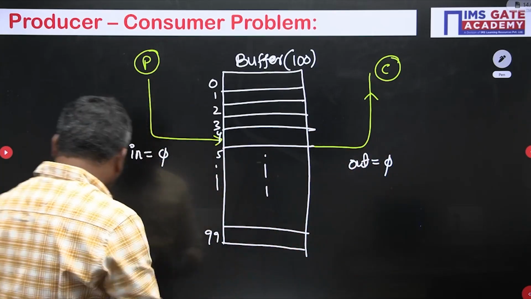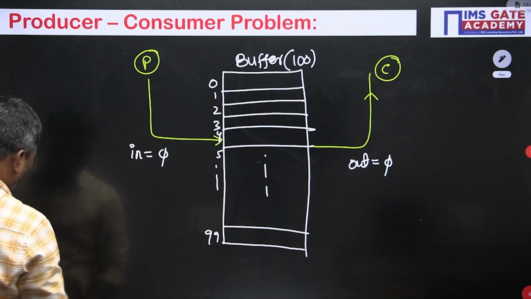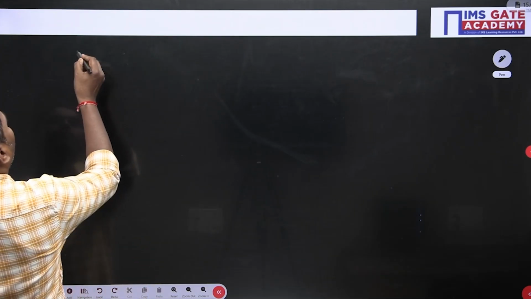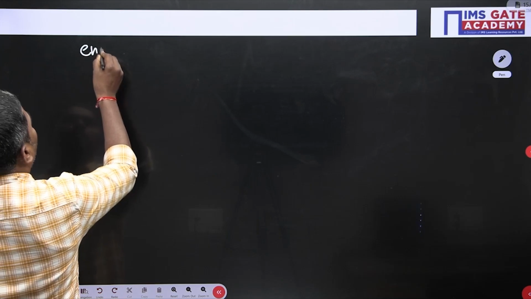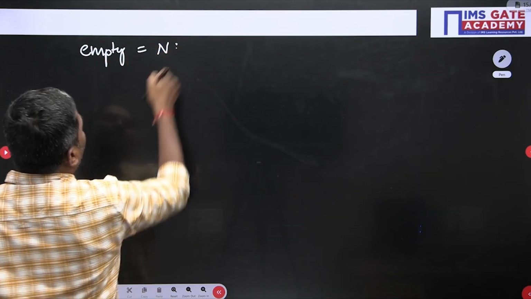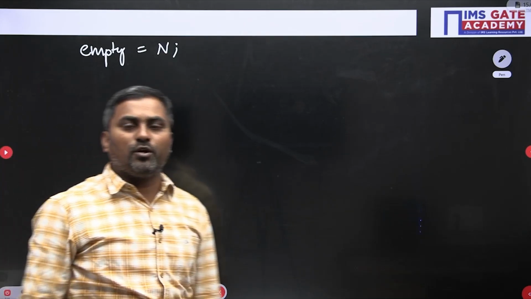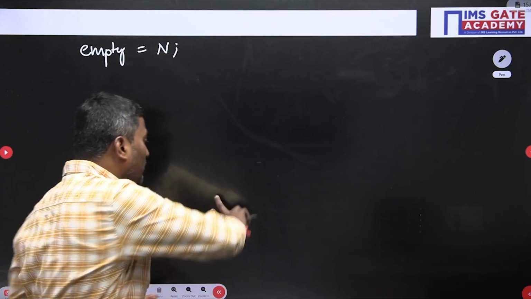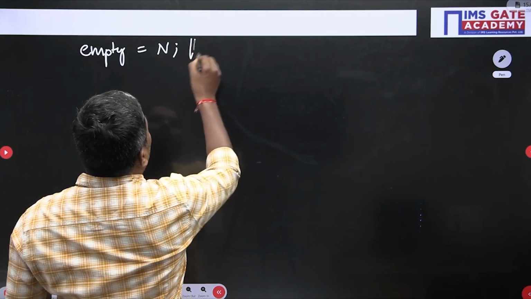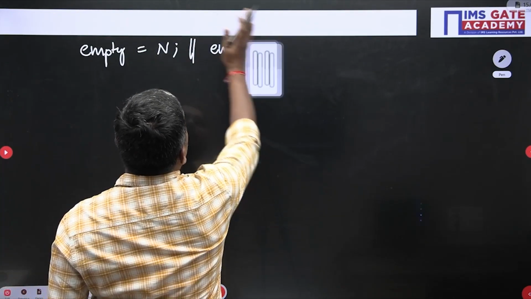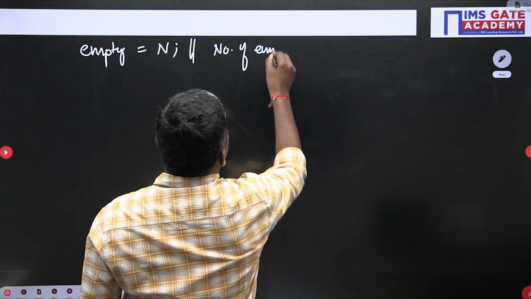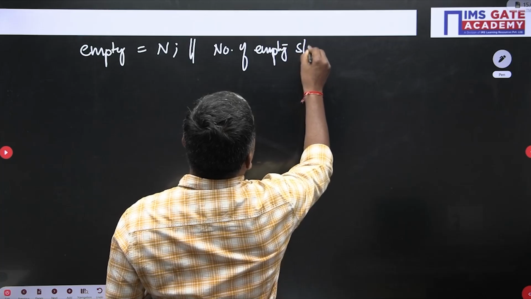I will be using some variables here. The first variable I would like to use is the empty variable. Empty is initialized to n, which indicates there are n empty slots. So I am defining empty as the number of empty slots in the buffer.